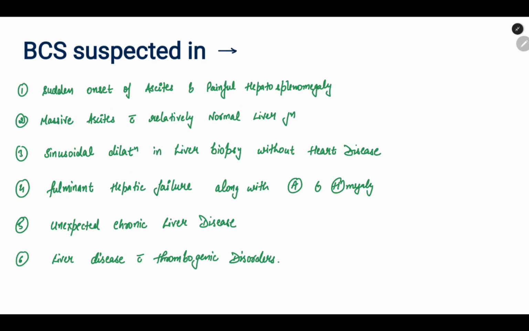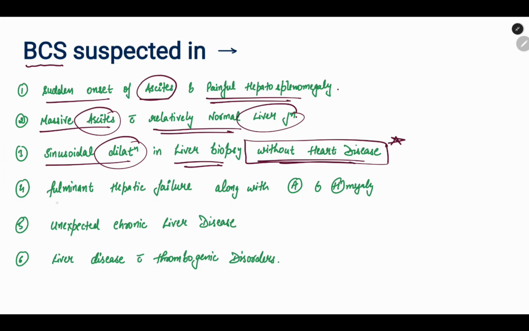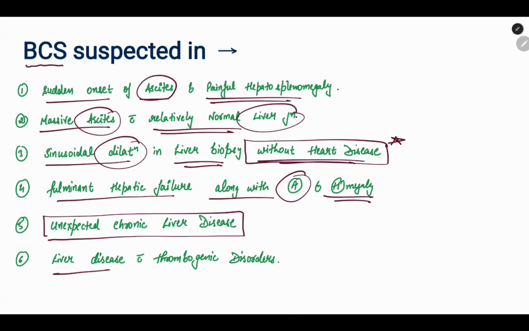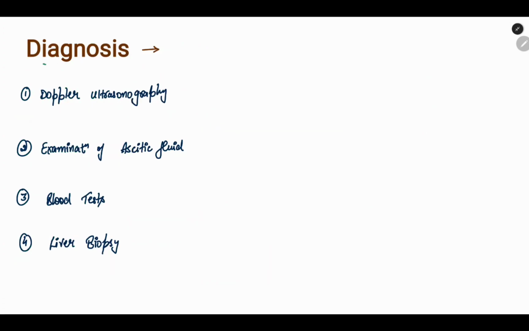Now, in which conditions can we suspect Budd-Chiari syndrome, as it is quite an uncommon diagnosis? In these six scenarios, we can expect that Budd-Chiari syndrome can be the diagnosis. First, sudden onset of ascites along with painful hepatosplenomegaly. Second, massive ascites along with relatively normal liver function. Then sinusoidal dilation on liver biopsy without any heart disease, as we have seen in the pathophysiology. This was the key point. Then fulminant hepatic failure along with ascites and hepatomegaly, and unexpected chronic liver disease with thrombogenic disorders. So these were some of the common cases in which we can suspect Budd-Chiari syndrome.